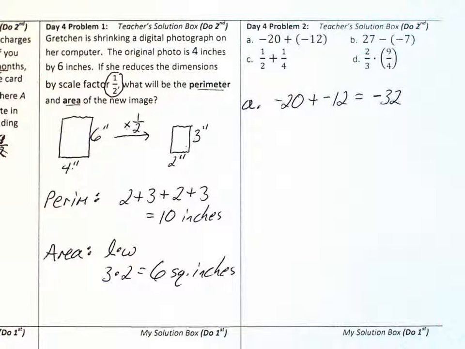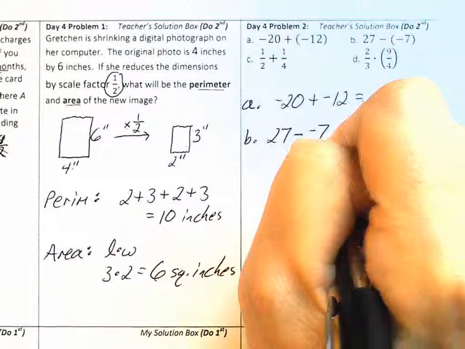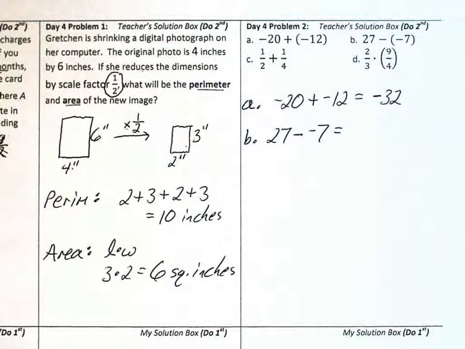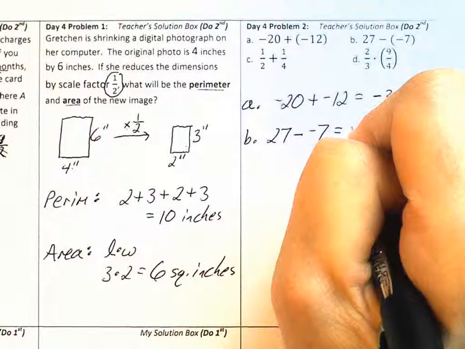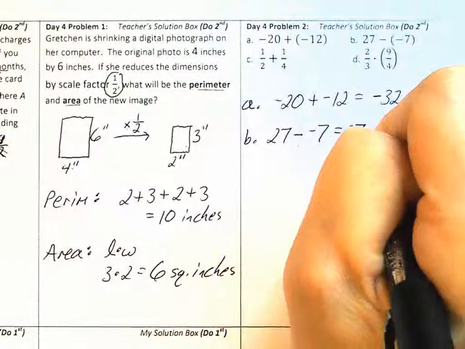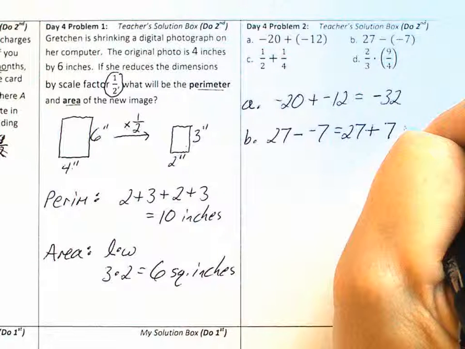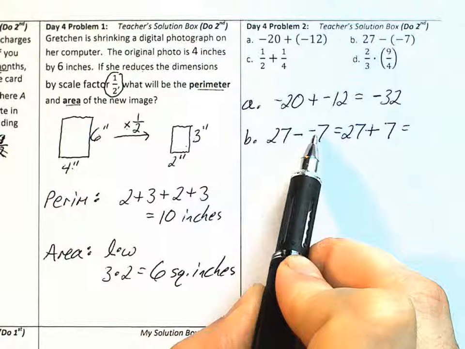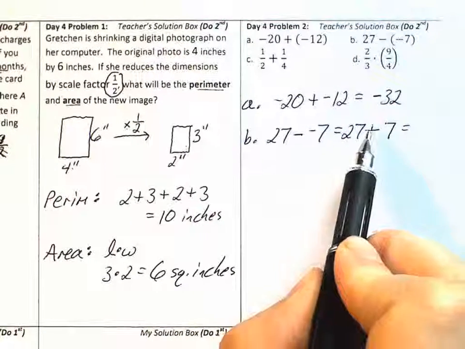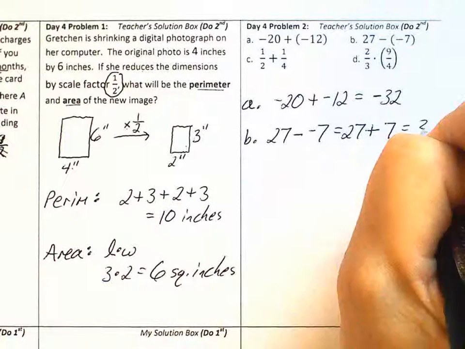Question B, 27 subtract -7. Sometimes it's a little hard to visualize subtraction in your mind, especially when they're negative, and so it helps to rewrite it as an adding problem. 27 plus +7. I have changed the subtraction into adding, and to compensate, I changed the -7 to a +7. 27 plus 7 is 34.